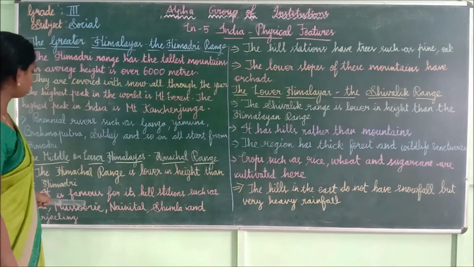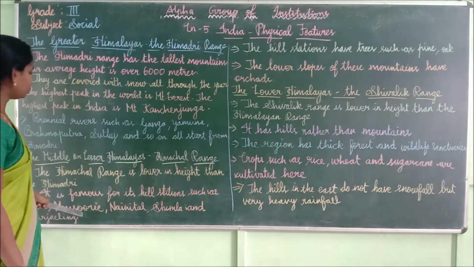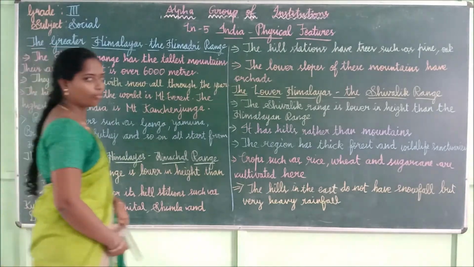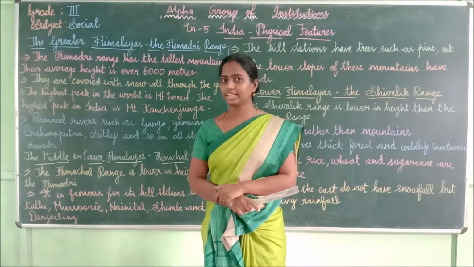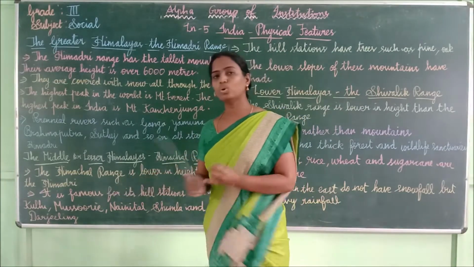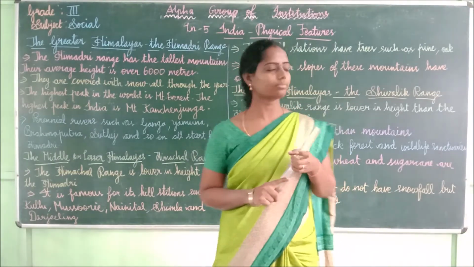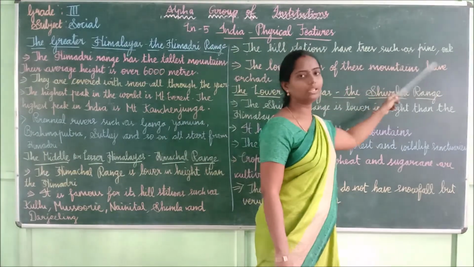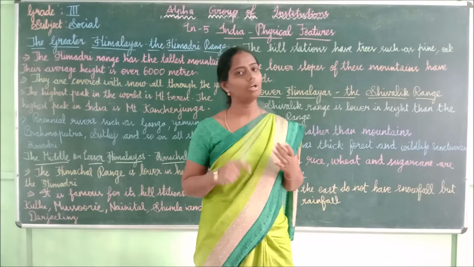It is famous for its hill stations such as Kullu, Mussoorie, Nainital, Shimla, and Darjeeling. You all have heard about these, isn't it? Shimla, Darjeeling, and all, it is all in India. So it is famous for this. And the hill stations have trees such as pine, oak, and fir. There are many such trees, children.